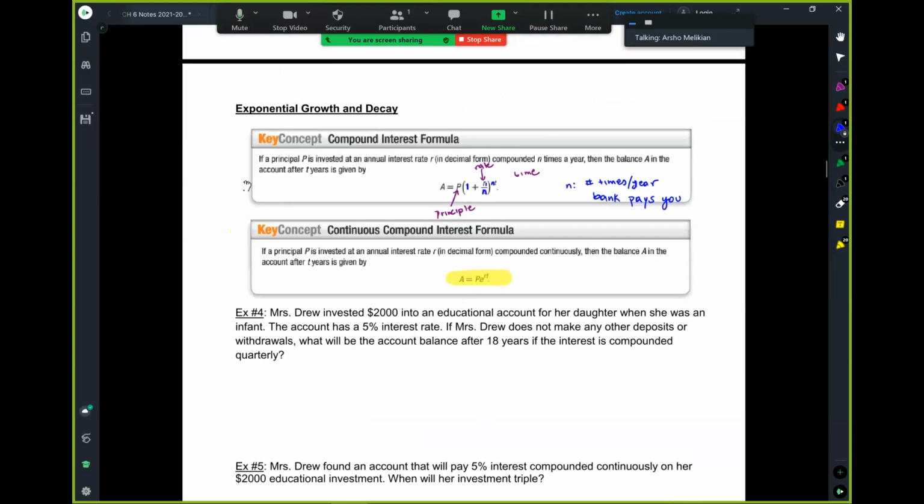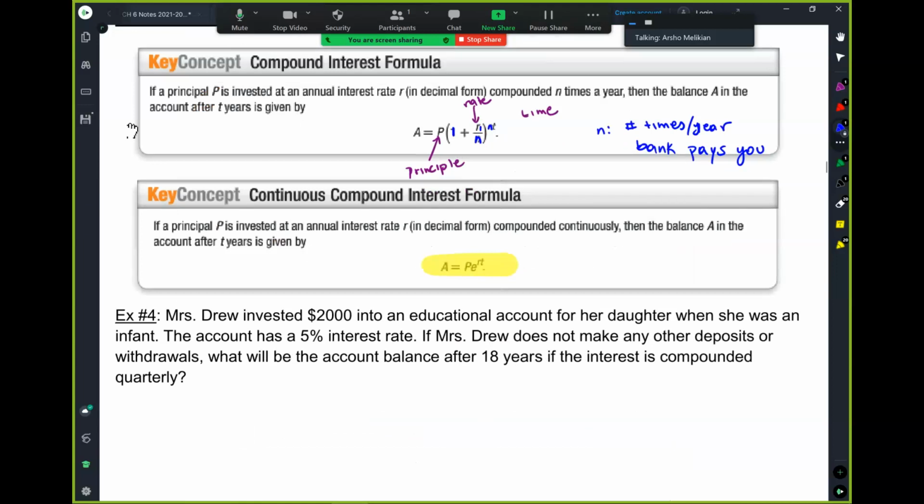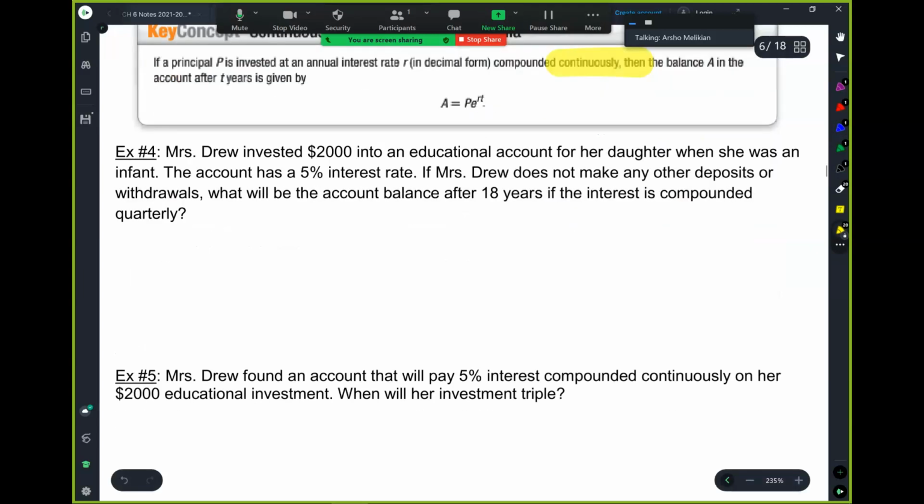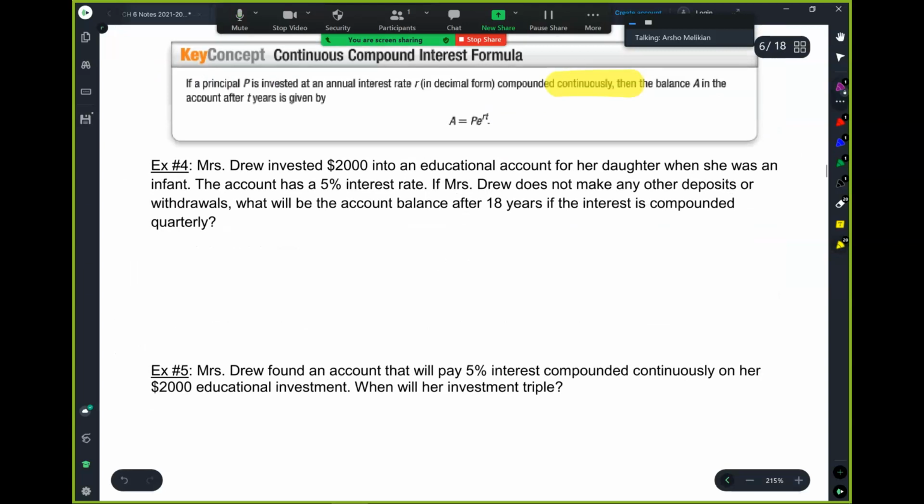So if instead of the bank paying you 4 times a year, suppose they're paying you every nanosecond of every day, then they're paying you an infinite number of times. So n is infinity. And if that thing goes to infinity, that's e. That's where it comes from. So A equals P e to the RT. You use it only if you see the word continuously. Compounded means paid, like interest is paid continuously.